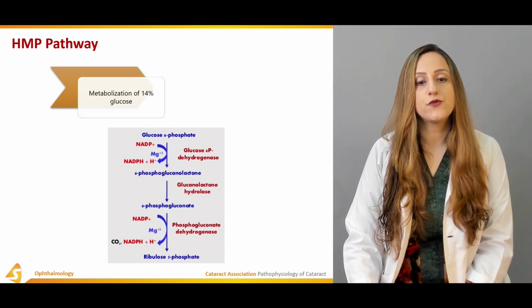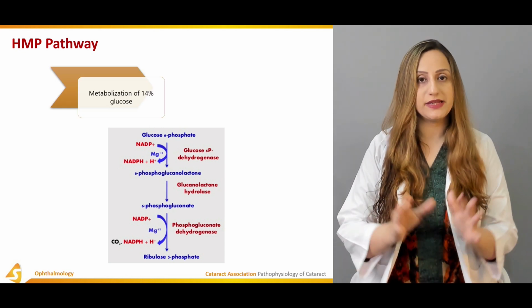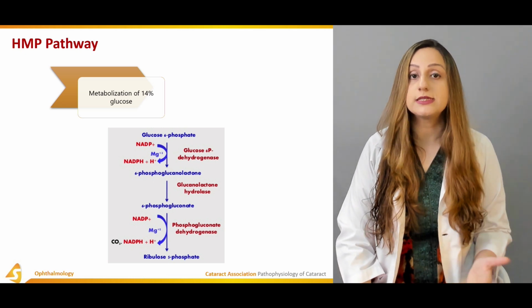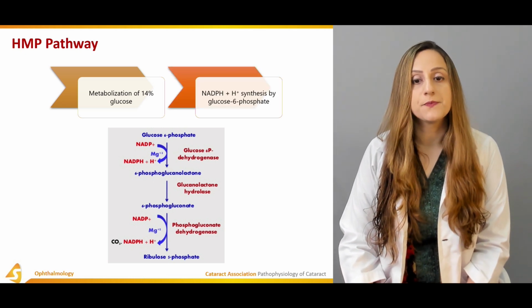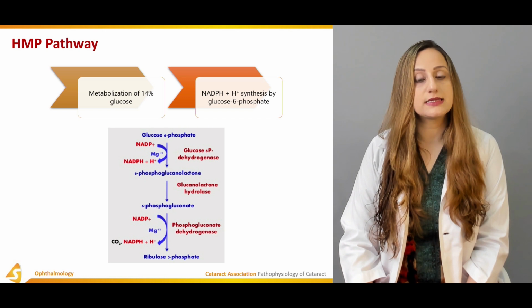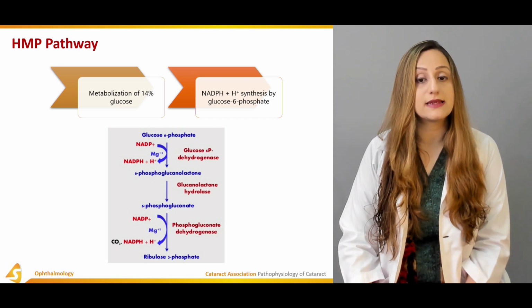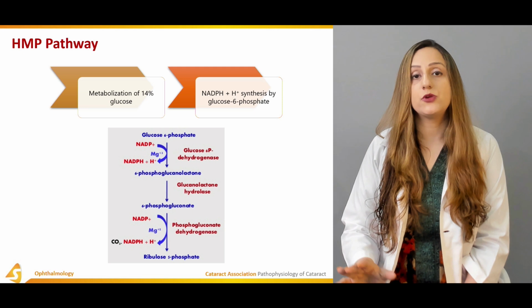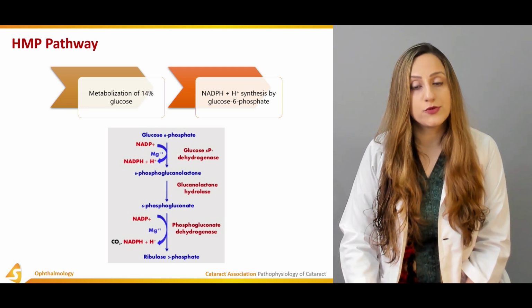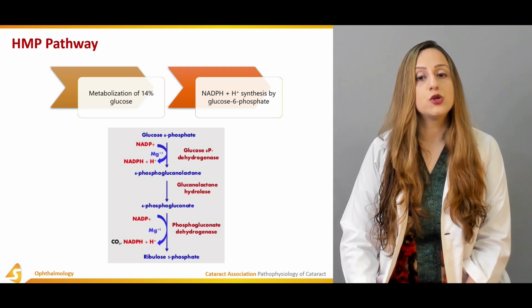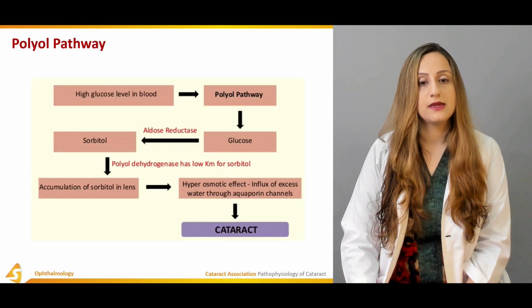About 14% of glucose is metabolized through this pathway or shunting mechanism that is usually present. NADPH plus H positive is synthesized, where H positive is the ion that is formed over here. It is synthesized from glucose 6-phosphate.